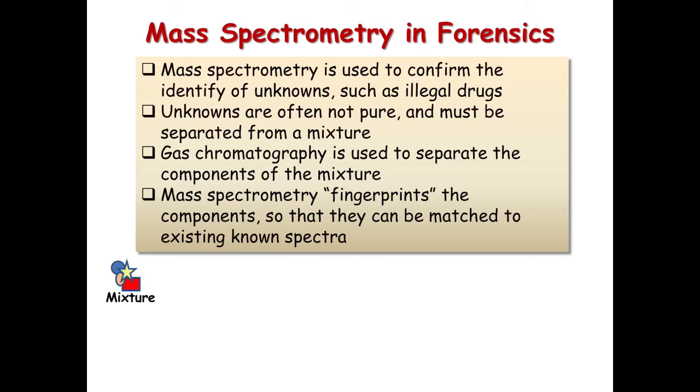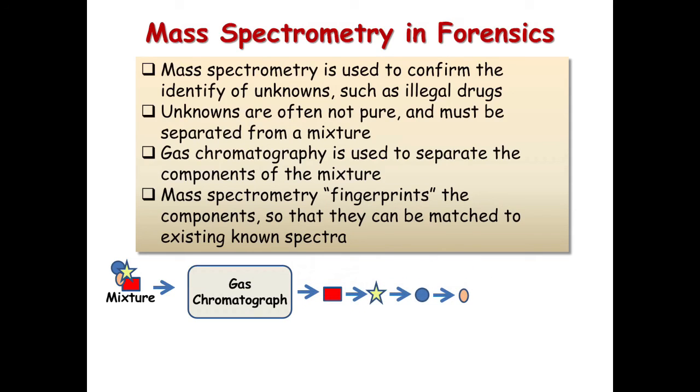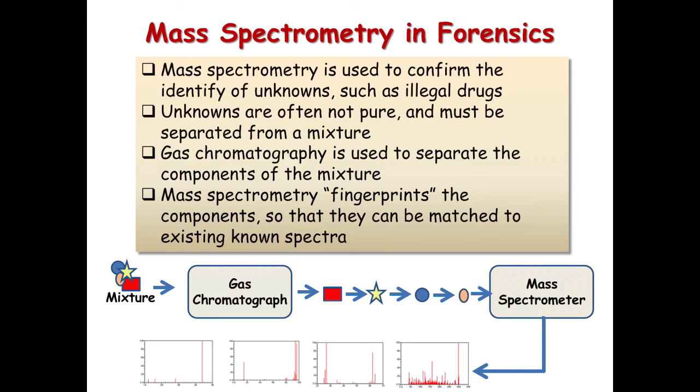So if we start out with our mixture of circles, ovals, squares, stars, and then we run it through a gas chromatograph, we can separate those into square, star, circle, oval, and then the mass spectrometer can actually give us the sample of each one. And then you can look these up on charts, they're online, or you start figuring out where your tall peaks are, you can get a mass, and then you can start working backwards to figure out formulas and what compounds we have. And it's like anything else. With practice, you start figuring these out.